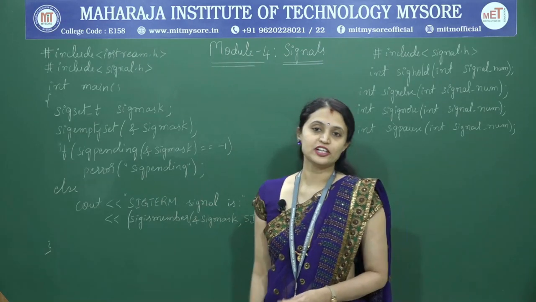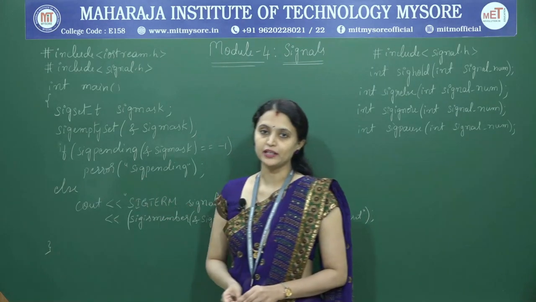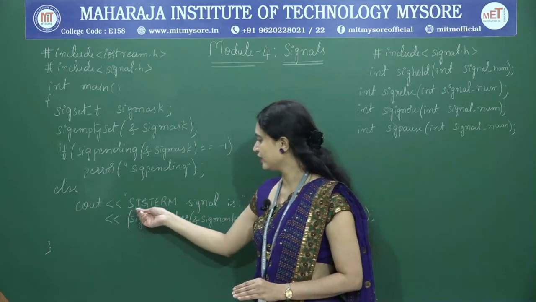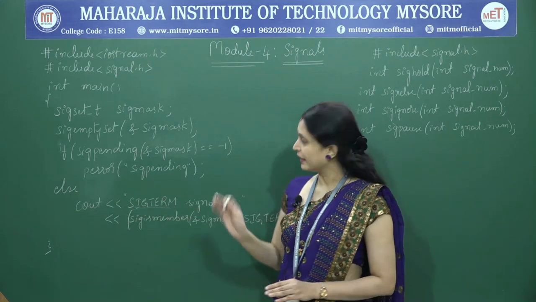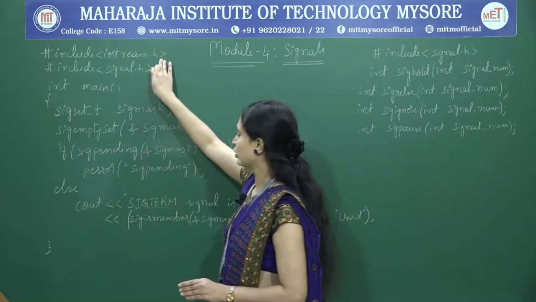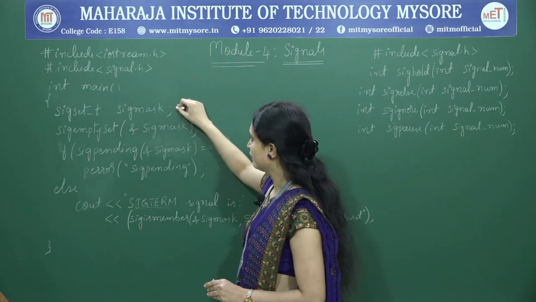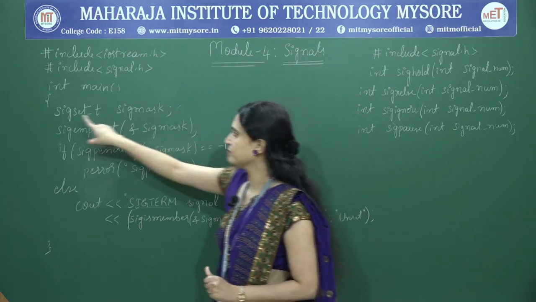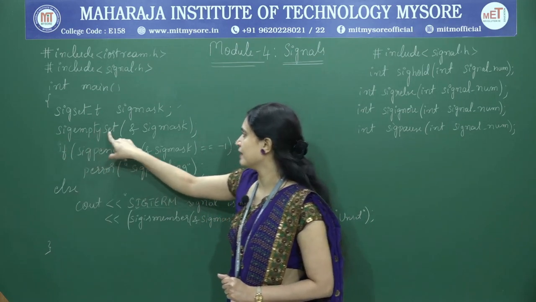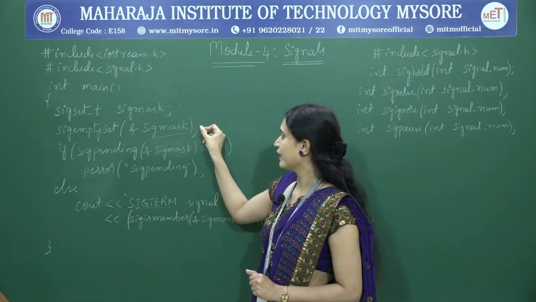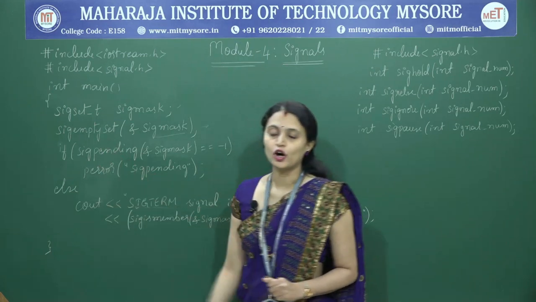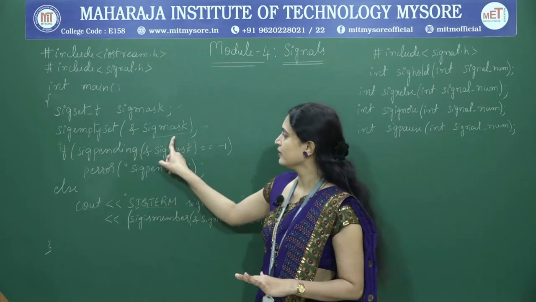This program illustrates the usage of the sigpending API. It will check whether the signal SIGTERM is pending for the invoking process or not. These are the include statements, and next we have a variable sigmask, which is of type sigset_t, and we are calling the function sigemptyset and passing this sigmask. We have discussed this in the previous session itself. This API will clear all the bit flags of this particular signal mask.